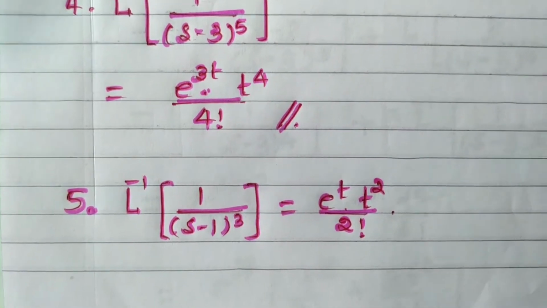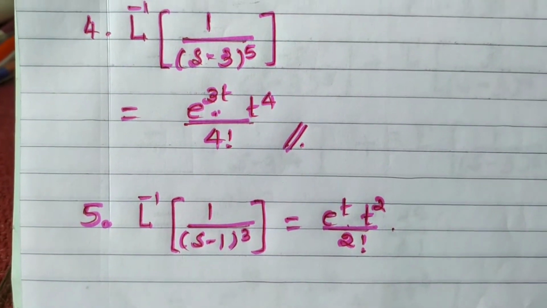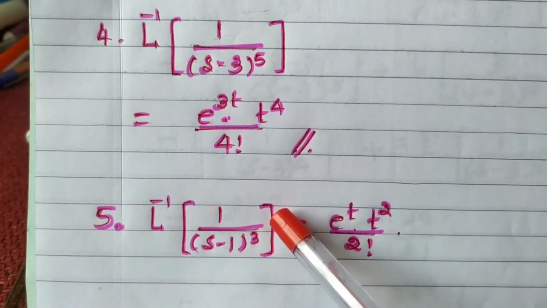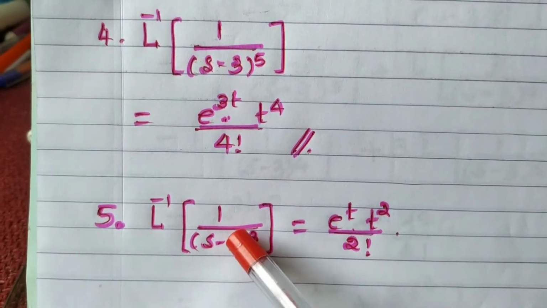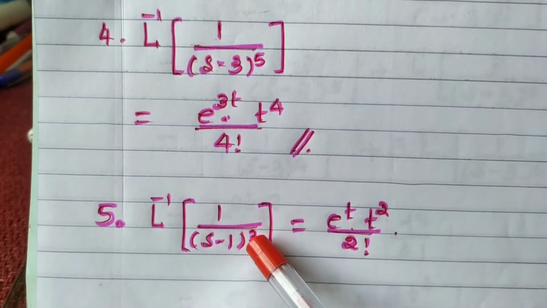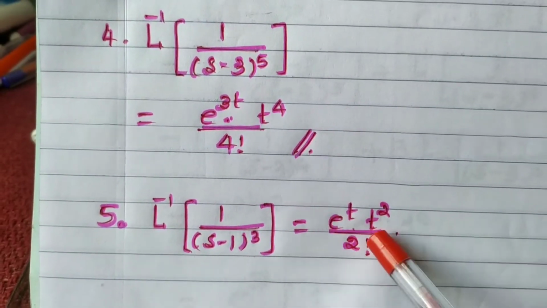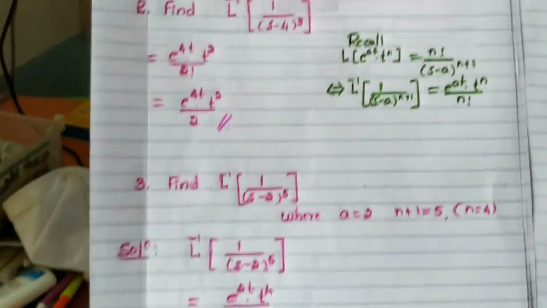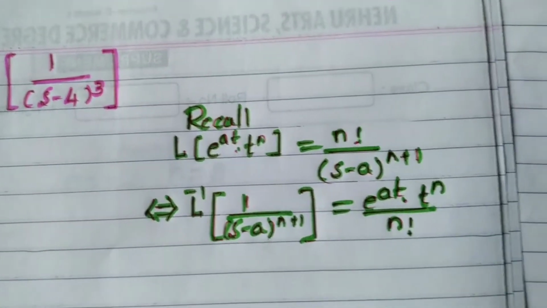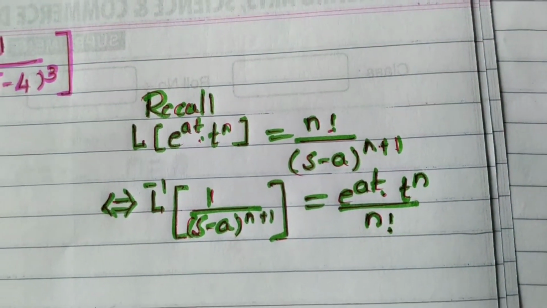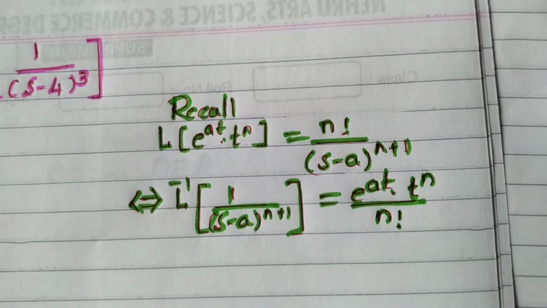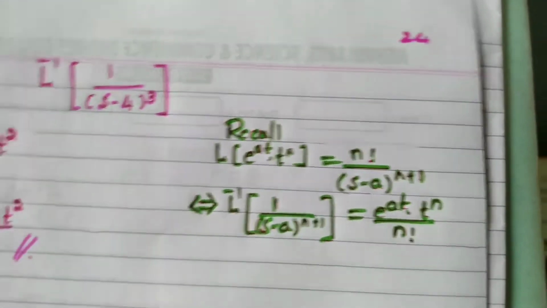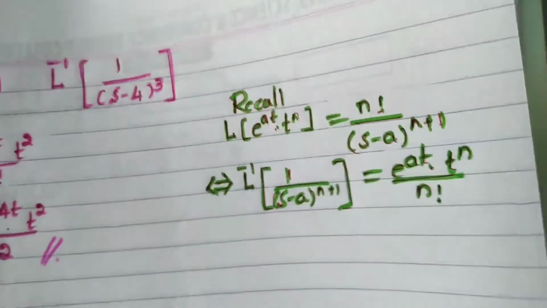Look at this one, again it becomes so easy compared to the previous. What is that? L inverse of 1 by (s minus 1) raised to 3, where a is 1, n plus 1 is 3 means n equals 2. Therefore, it is e raised to t into t square divided by 2 factorial. All these results are solved by means of the first shifting property, that is L inverse of 1 by (s minus a) raised to n plus 1 equals e raised to at into t raised to n by n factorial.